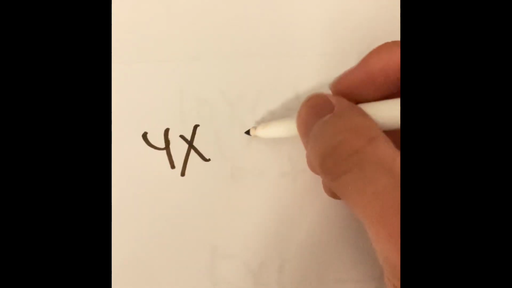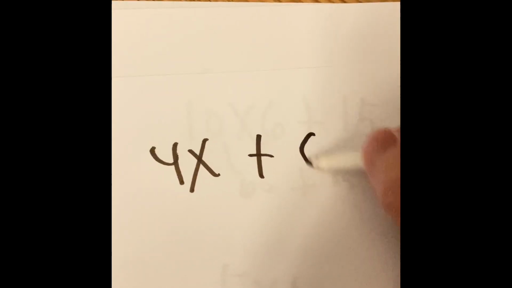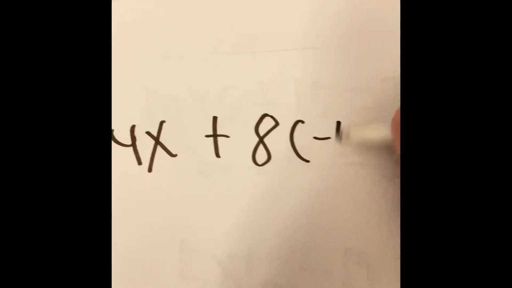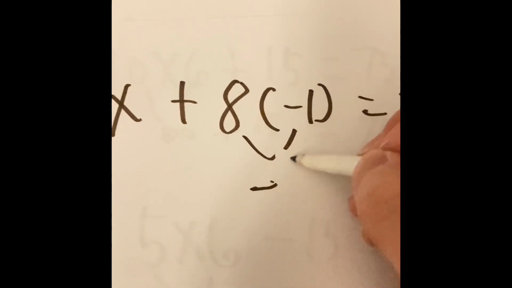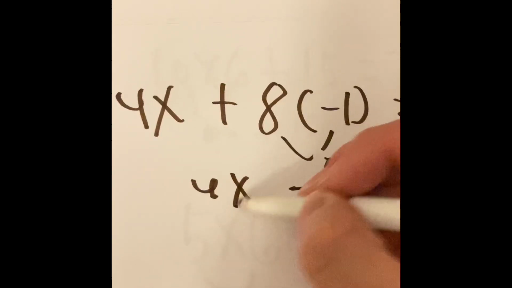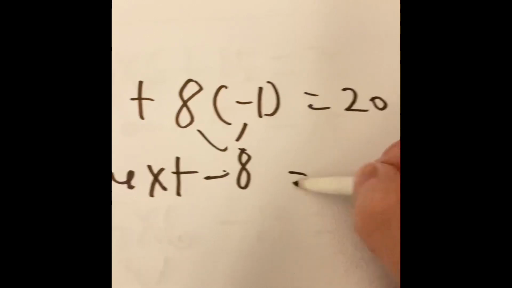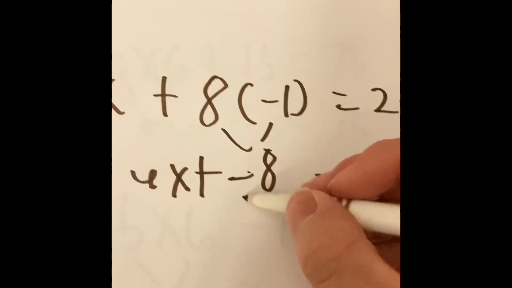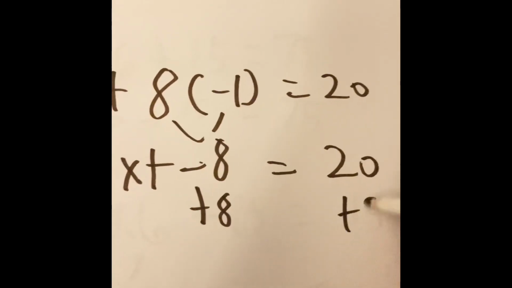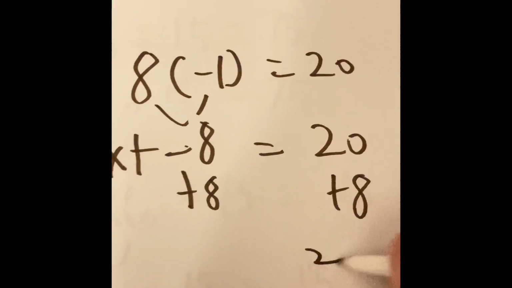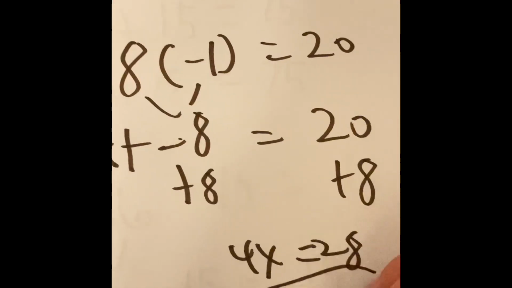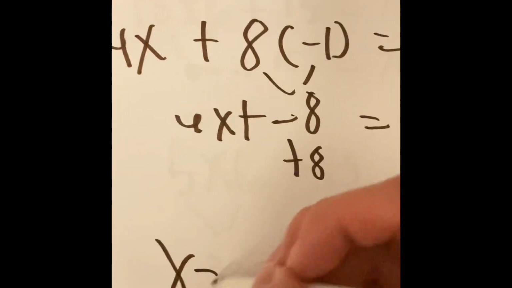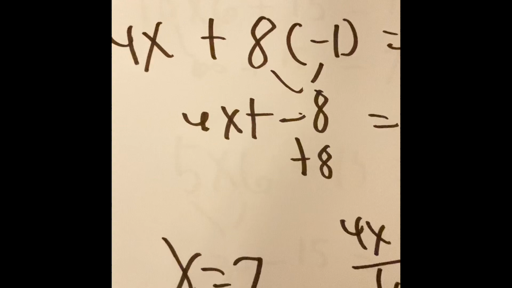So 4x, because we reappear the x again, plus 8 multiplied by negative 1 is going to equal 20. 8 multiplied by negative 1 is negative 8. So 4x plus negative 8 equals 20. We're going to add 8 to this side, and we have 28. So 4x equals 28. Divide by 4, and we have x equals 7. Let's check the next one.